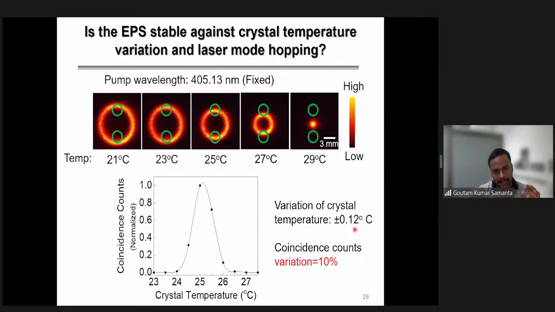So that means the crystal temperature stability that people typically use for all periodically poled crystal experiments is 0.1 degree centigrade. That is what we have to maintain, even if we are using this kind of system for any application. So you can have that temperature stability, and then you have the stability I was showing previously; it stays static.